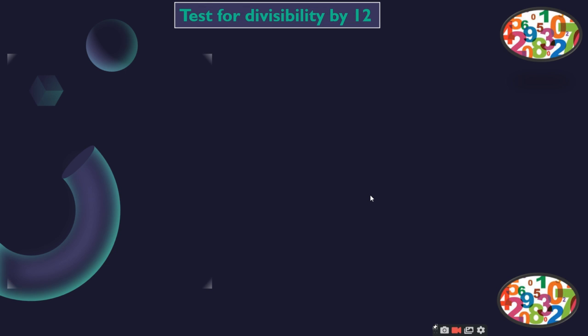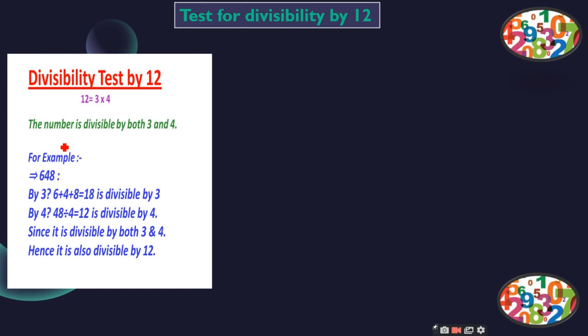Let's have the divisibility for 12. According to the rule, 12 is equal to 3 multiplied by 4. So to check the divisibility of 12, we have to check the divisibility of both 3 and 4. If the number is divisible by both 3 and 4, then the number is also divisible by 12. And if the number is not divisible by one of them, 3 or 4, then the number is also not divisible by 12.